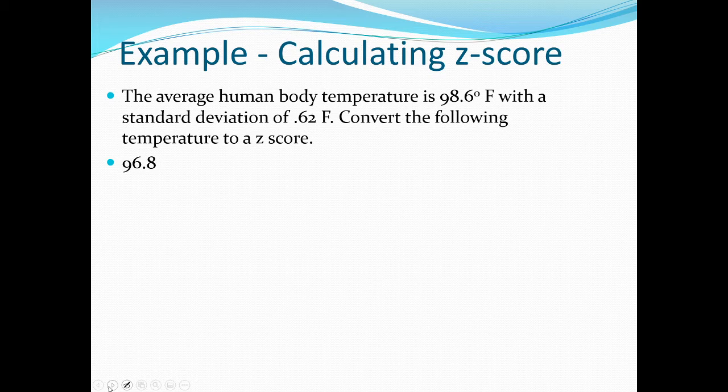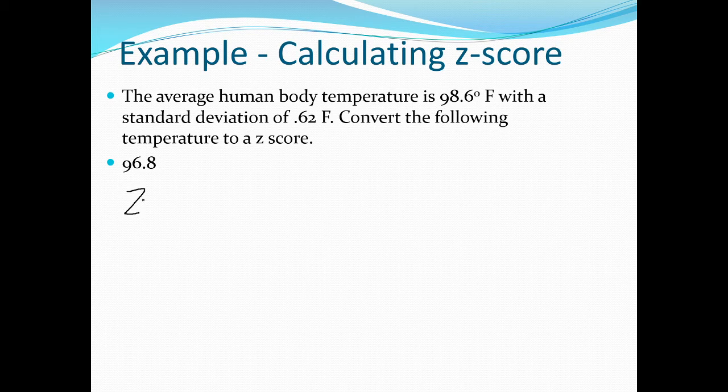The human body has an average temperature of 98.6 degrees with a standard deviation of 0.62. Let's see if we can convert a temperature of 96.8 into a z-score and see if that's unusually high or low. So let's say you go to the hospital, they take your temperature, the temperature is 96.8, and the doctor needs to find out, do you have an unusually high or low temperature compared to this average body temp or not? Should we be worried or not? So let's figure it out here.